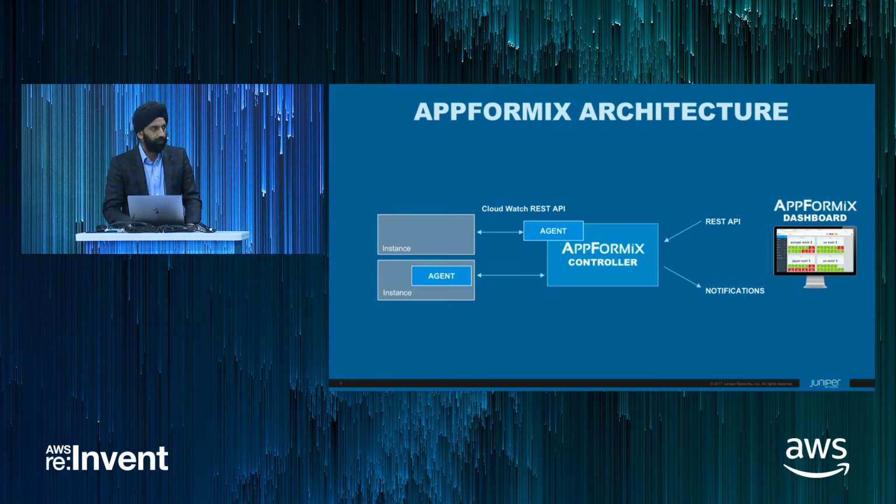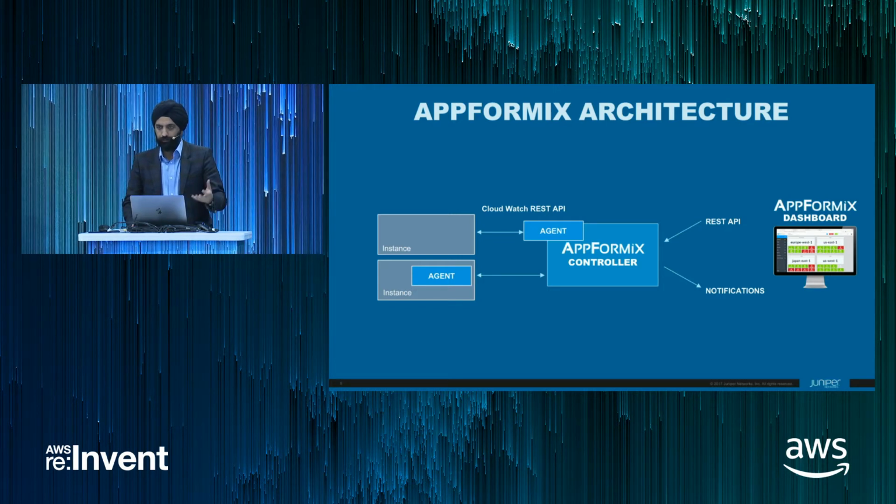Now, just a quick look under the hood. With the AppFormix AMI on the marketplace, what you get is an image that spins up the AppFormix controller. And this controller has included within it an agent that can capture metrics from your instances using the CloudWatch REST API. Additionally, if you want deep visibility into the operational state of an instance and the running state of the application and the containers, then you can even install the AppFormix agents within those instances.